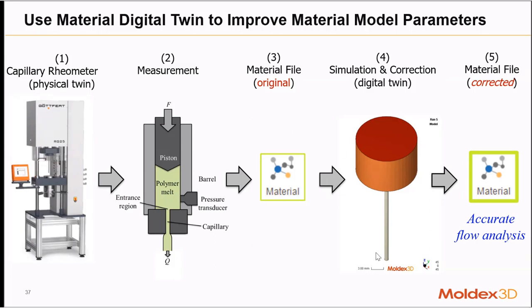Okay, so the idea of the digital twin is that, based on the original physical twin, we measure the data and we run a digital twin, and we can come back to correct the material data and make the data more accurate for the pressure predictions. And hopefully this can also give better flow predictions and pressure predictions.